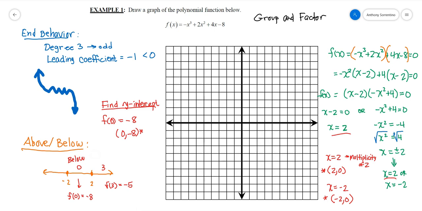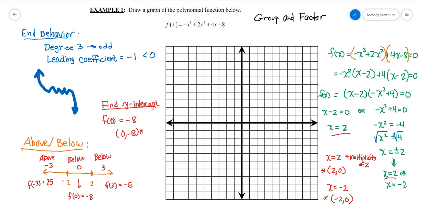After 2, it's still going to be below the x-axis because f of 3 is -5. And if I pick a value to the left of -2, say -3, and I do f of -3 and put that in my calculator, I get 25, which means it's above the x-axis.